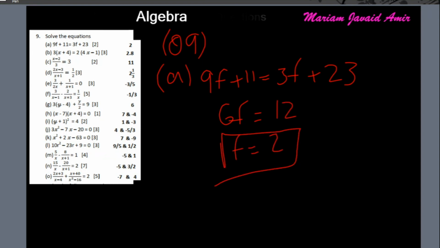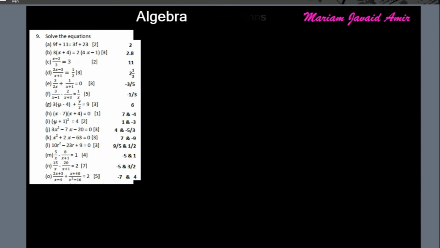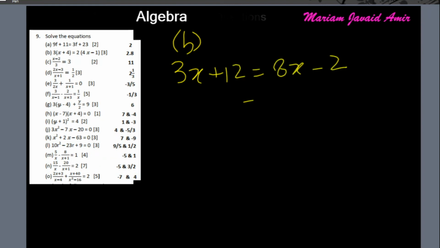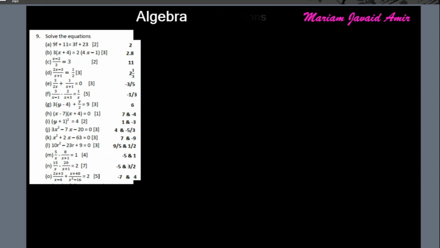This is part A. Part B is, I'll directly open the brackets, 3x plus 12 equals 8x minus 2. This becomes 5x and this becomes 14. So 14 over 5 should be the answer. 14 over 5 is 2.8. So x equals 2.8.